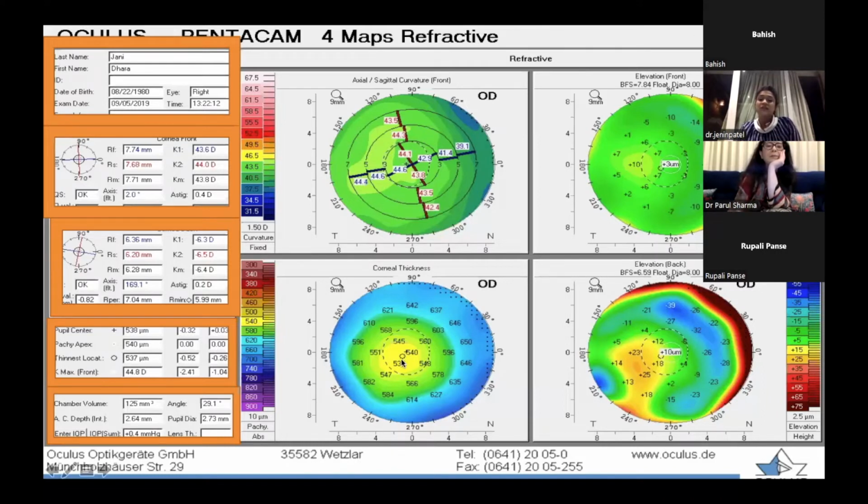Okay, so this is the center and this is the thinnest point, but basically we just want to show the concentric shape of the cornea, of the pachymetry map here.